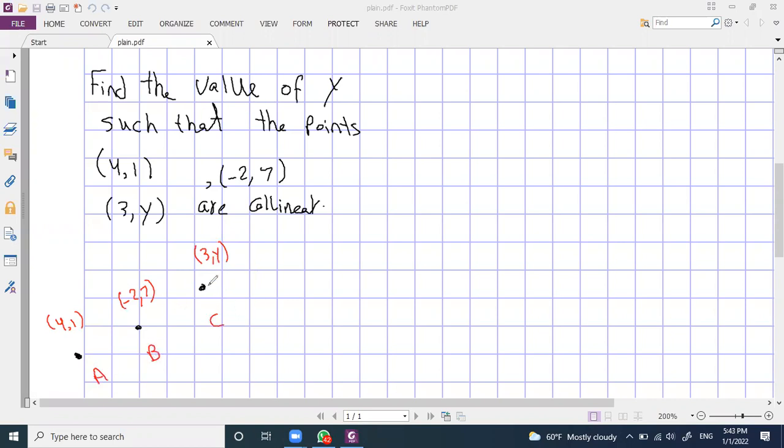So the idea in this case, to find y, is to find the slope of AB. How can we find the slope of AB? As I said, it's y minus y over x minus x. So the slope of AB will be 7 minus 1 over -2 minus 4. And 7 minus 1 is 6 over -6, which equals -1.